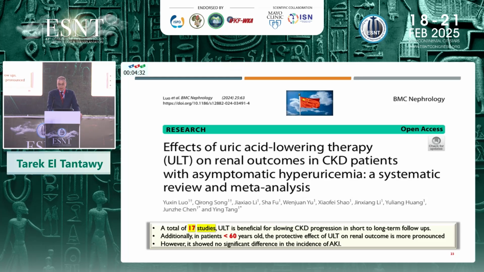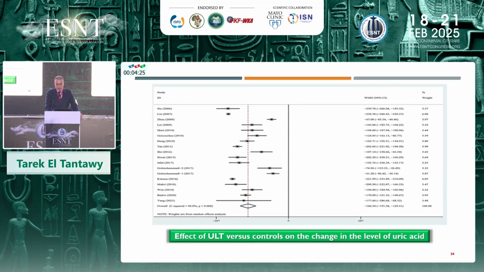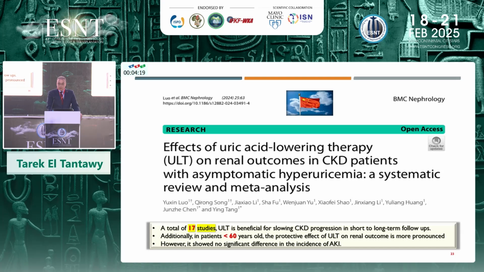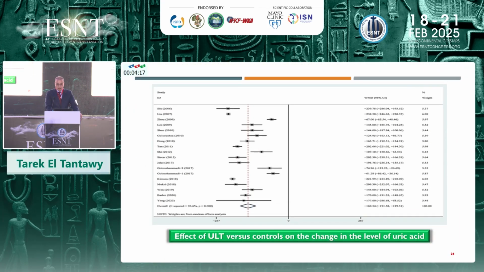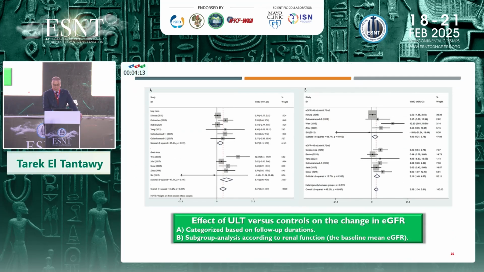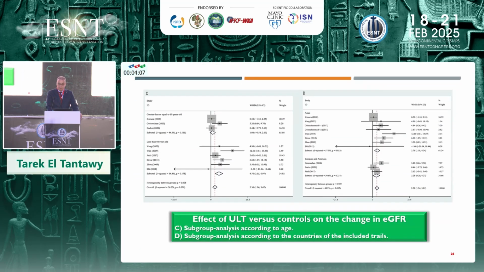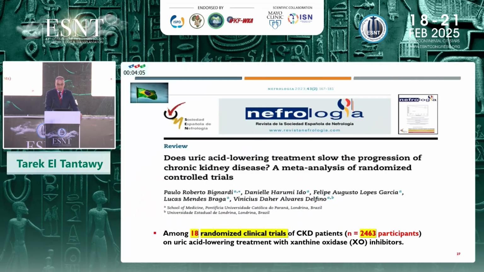Another systematic review and meta-analysis on the effect of uric acid lowering therapy on renal outcome in CKD patients with asymptomatic hyperuricemia. The figure showed, of course, effective reduction of uric acid level due to therapy, and the effect on changes in the GFR in favor of using urate lowering therapy.